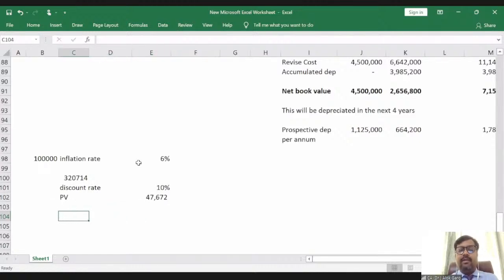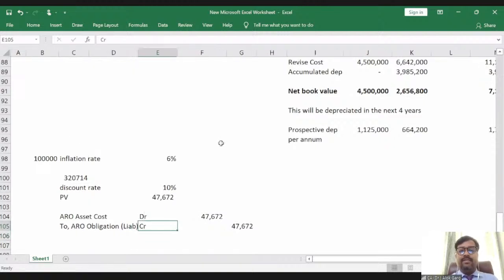What will be the accounting entry? Accounting entry will be asset retirement obligation asset cost debit. So this will be debited. Credit will be, because you are just recognizing a future cost, the present value of future cost. You are not paying anything. So this will be ARO obligation provision. So this will be a liability. So this will be 47,672. This will be credit. Right?